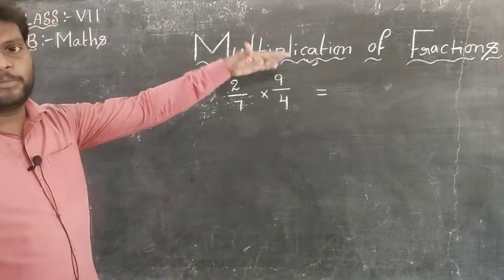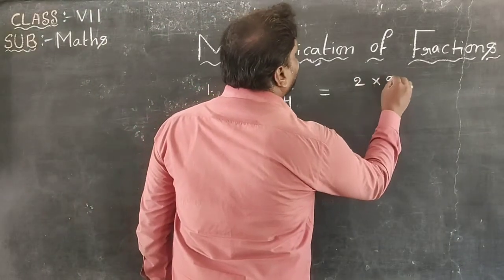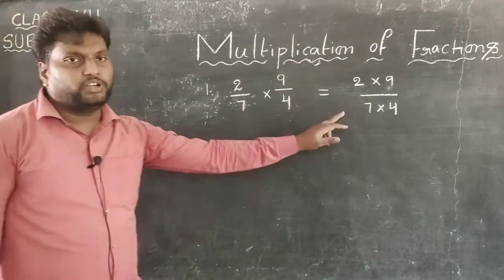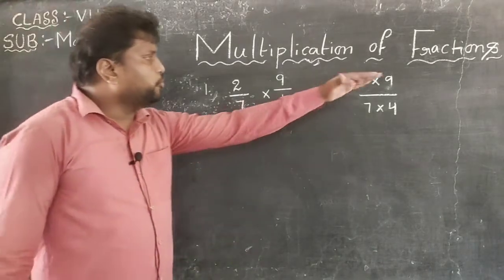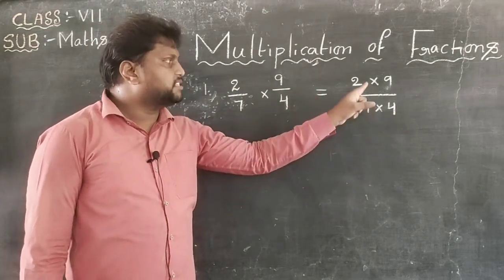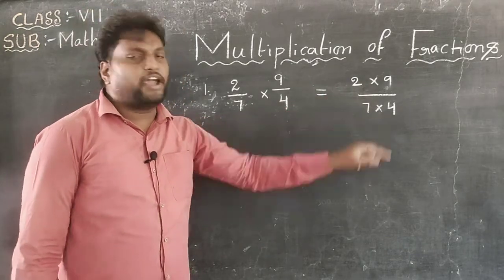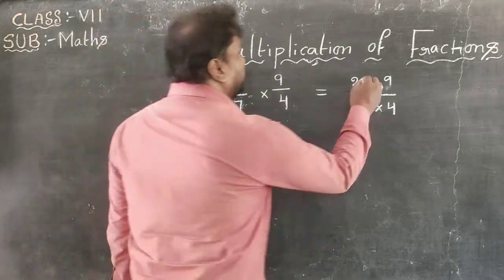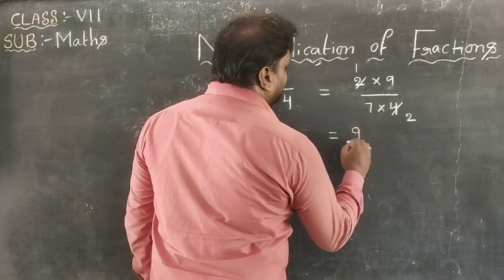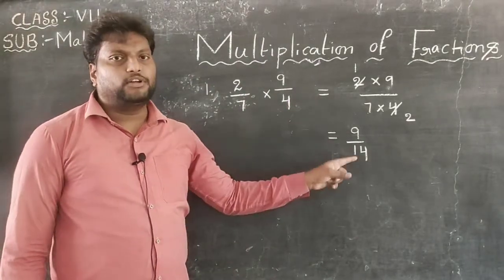In the upper part, the numerator part, we have to take the product of the two numerators. What are the two numerators? 2 into 9, by 7 into 4, the product of the two denominators. See here, is cancellation possible between numerator and denominator? 2 is there, and in the denominator we have 4. Do the cancellation: 2 ones are 2, 2 twos are 4. Then 1 into 9 is 9, 7 twos are 14. This is the product of the two fractions.